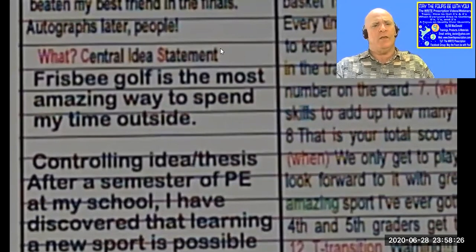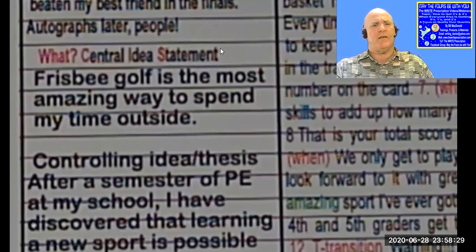And so the central idea statement, as we can see here, and I'll go ahead and follow along with my mouse, is: Frisbee golf is the most amazing way to spend my time outside. It's a game, it's an outdoor activity, it's a sport, and it responds to all of the 4th grade and the 7th grade prompt when it's going to be worded like that.